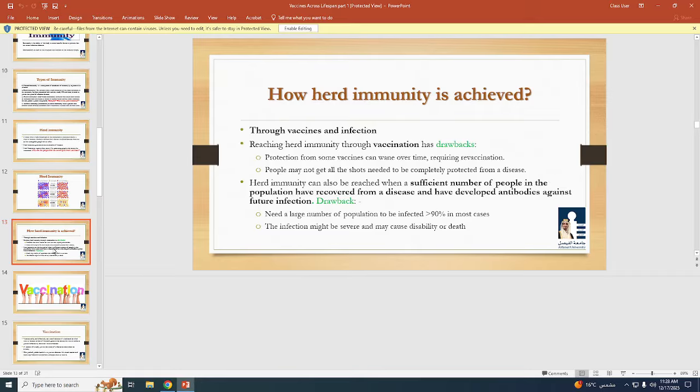Vaccination and infection. If you infect the whole population, 90% of the population, you're going to achieve herd immunity. But of course, we don't do that. We don't leave the population to natural selection. You have to say the percentage, right? Yes, better. But we're lenient with the grading, inshallah.